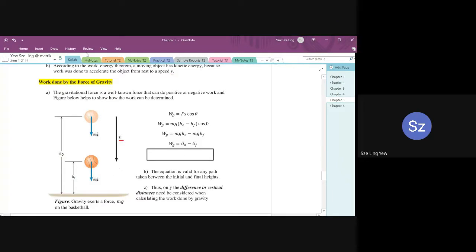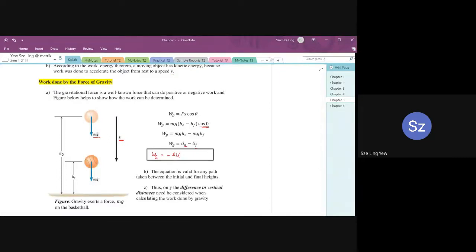Displacement is going down. If S and W are both heading in the same direction, then we use cos 0 degrees. So W equals mg times initial height minus final height, cos 0 degrees. So you expand the equation: Wg equals mgh initial minus mgh final, and then W equals U initial minus U final. So if you look at this equation, it tells you Wg at the same time is equal to negative delta U.